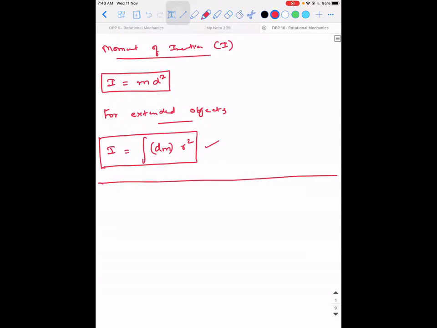So there are certain moments of inertia which you're supposed to know. Just give me a minute. So write down the values of moment of inertia of rigid objects.